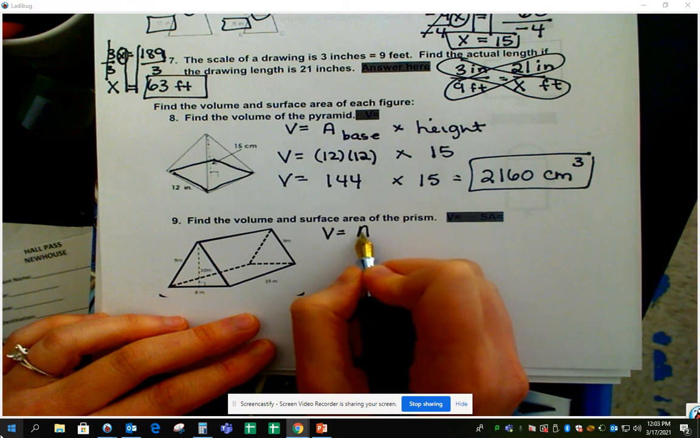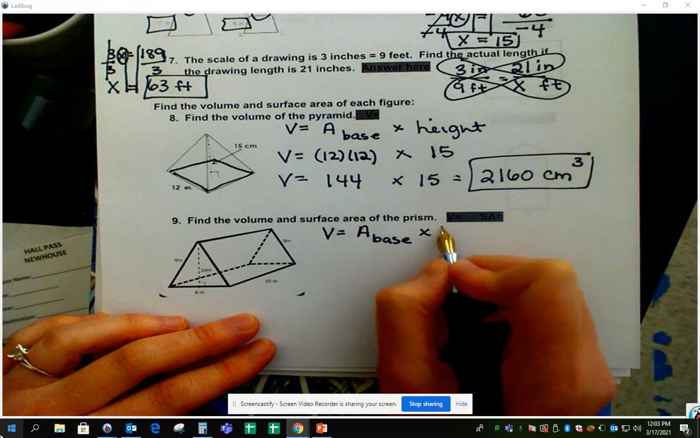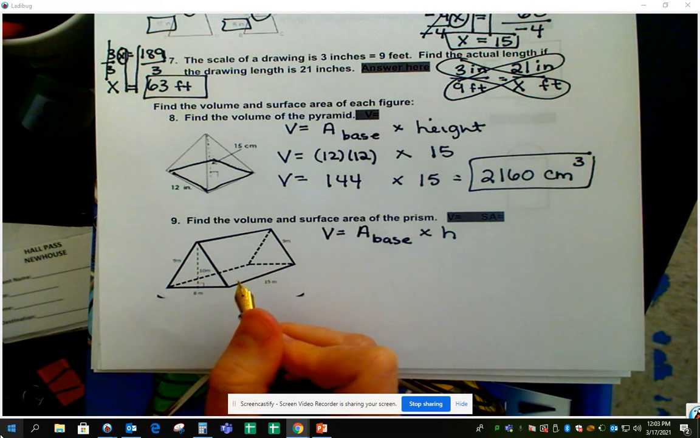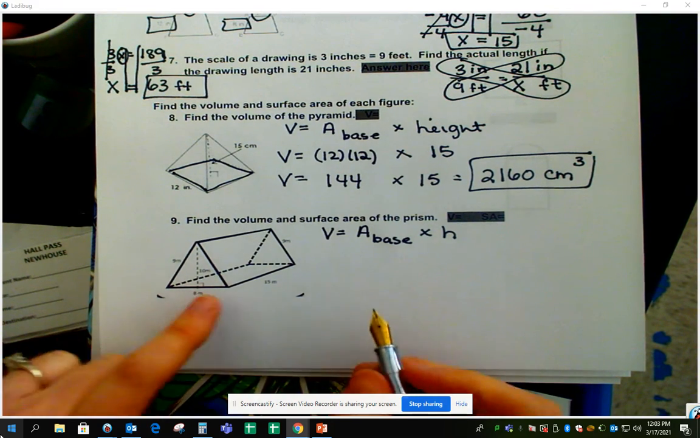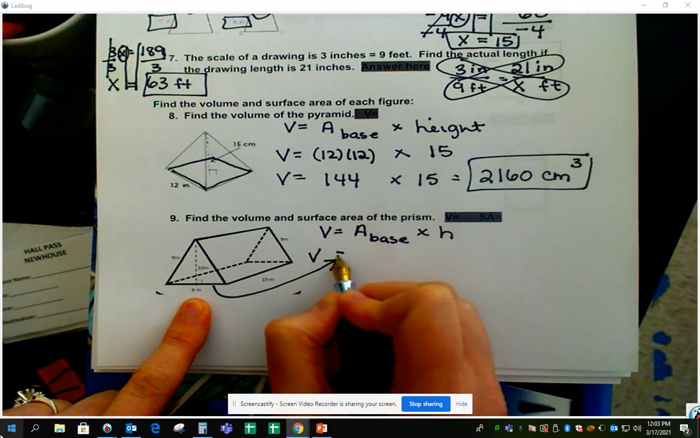Volume equals area of the base times the height. Now remember, when we're doing prisms like this, the triangle needs to be the base. Okay, so make sure that you use the triangle for your base.